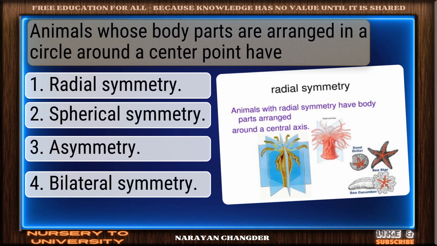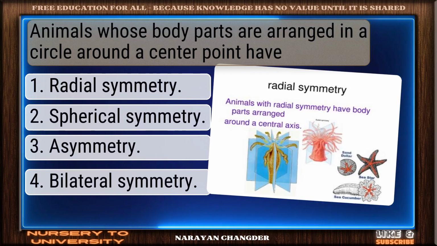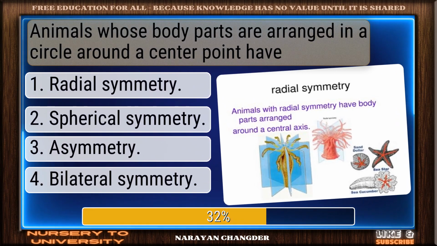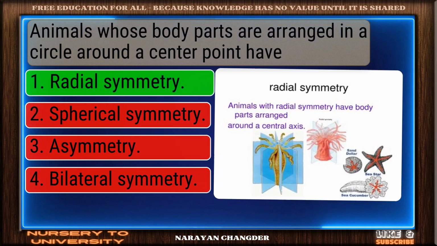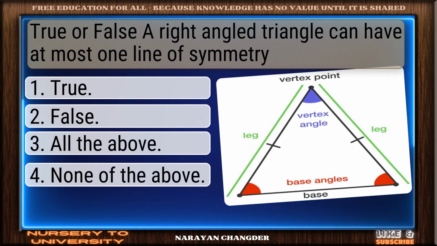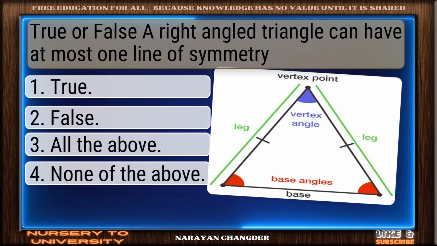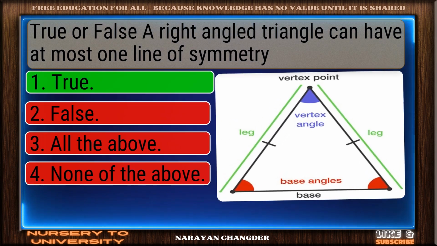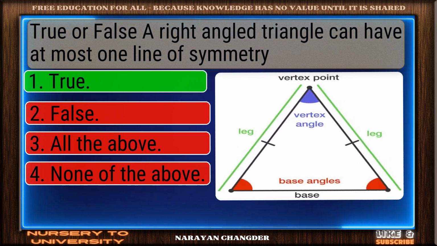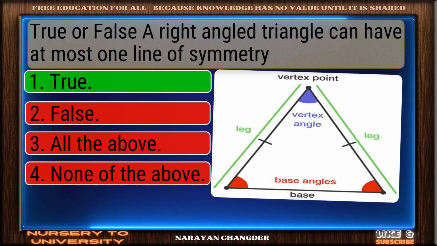Animals whose body parts are arranged in a circle around a center point have dash. Bravo. Radial symmetry is the answer. True or false, a right-angled triangle can have at most one line of symmetry? Nice work. You chose true, and it is correct.